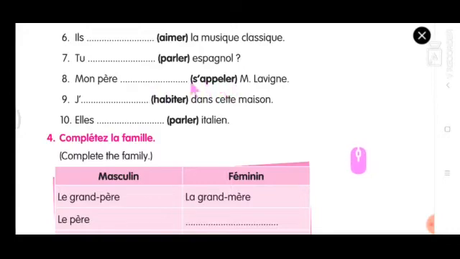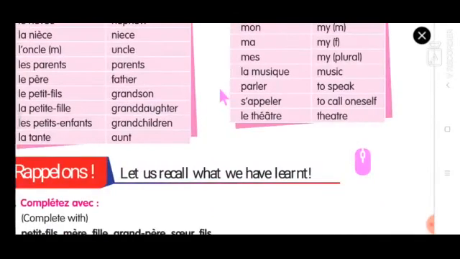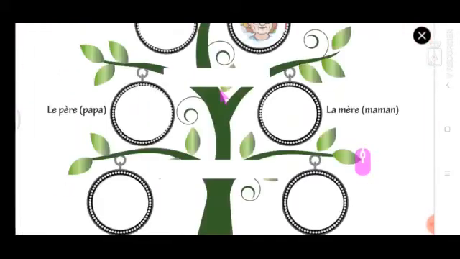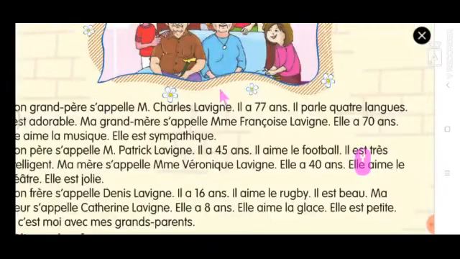A-P-P-E-L-L-E. Mon père s'appelle. A-P-P-E-L-L-E. That means S apostrophe A-P-P-E-L-L-E. So mon père s'appelle Monsieur Loving. Even if you don't know, it is there in the here it is. Mon grand-père s'appelle. Mon père s'appelle. You can take the spelling from here. A-P-P-E-L-L-E.